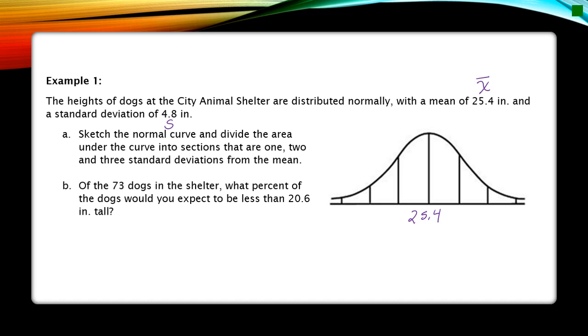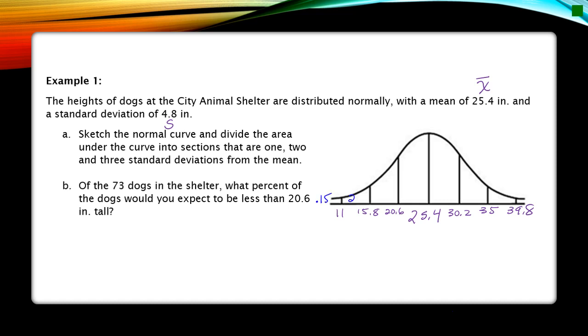From here I'm going to add 4.8 to fill in the blanks to the right. So this is going to be 30.2, 35, and 39.8. And then I'm going to subtract 4.8 to get my numbers going to the left. So this is 20.6, 15.8, and 11. The next thing I'm going to do is write down my percentages.